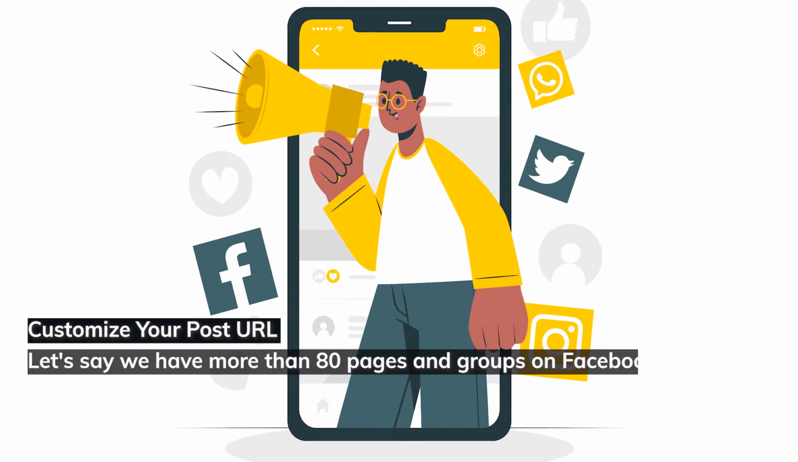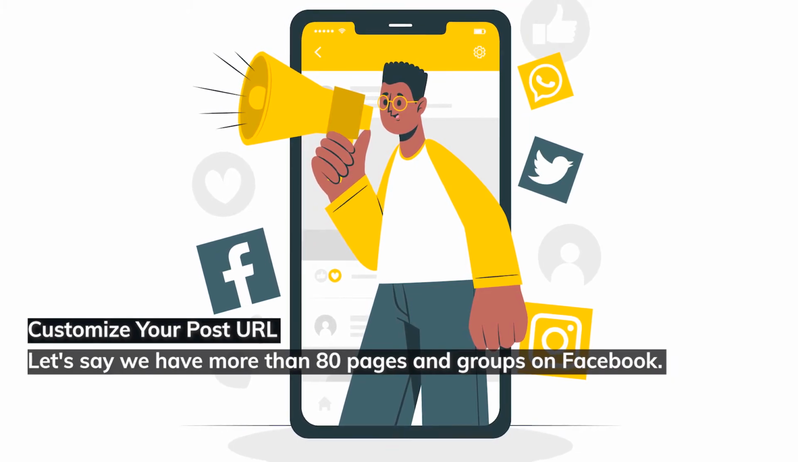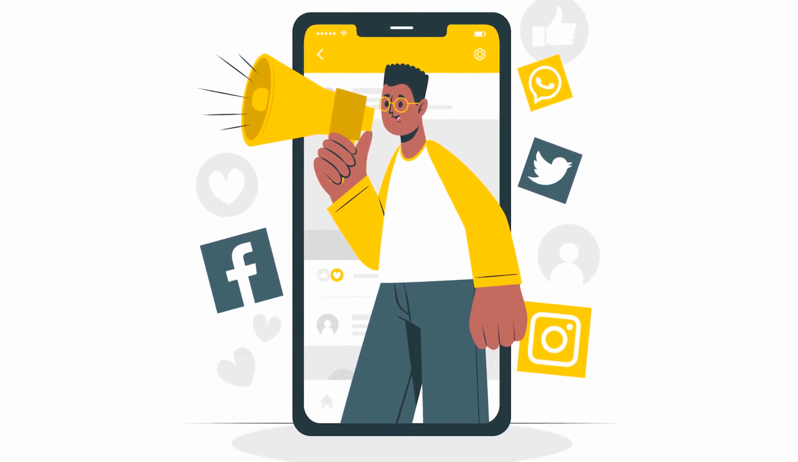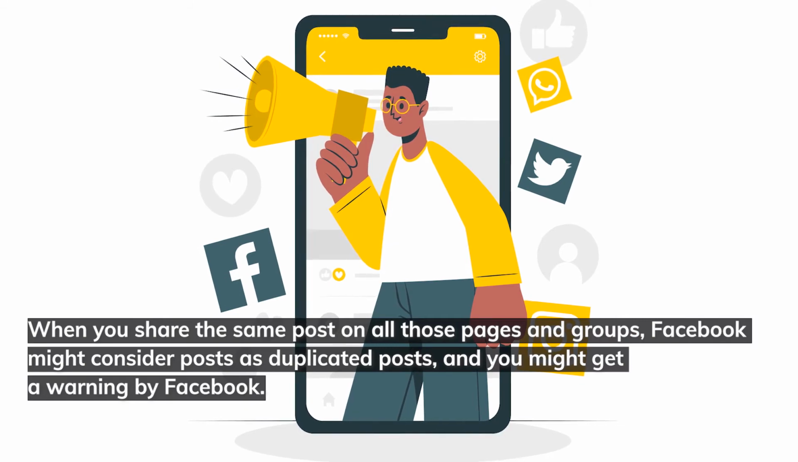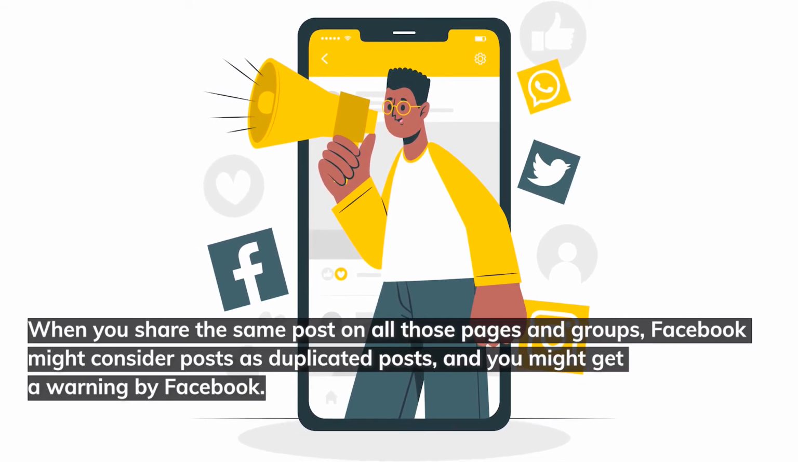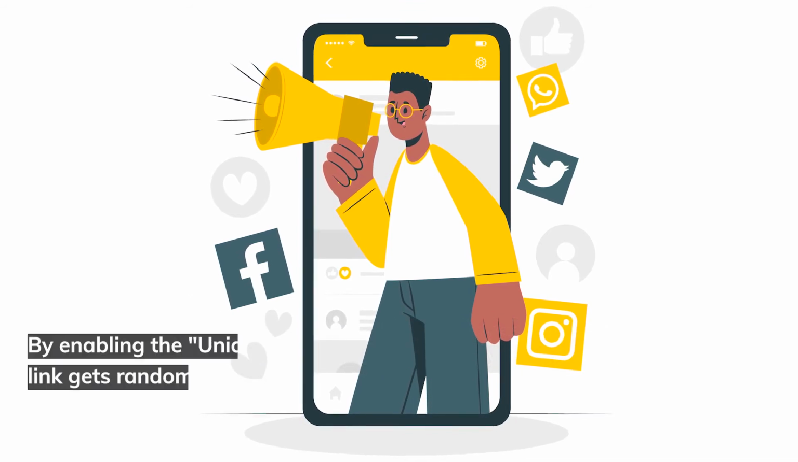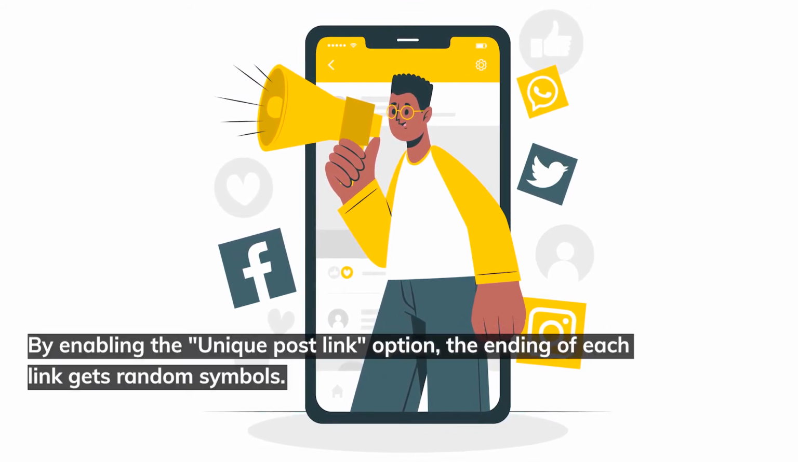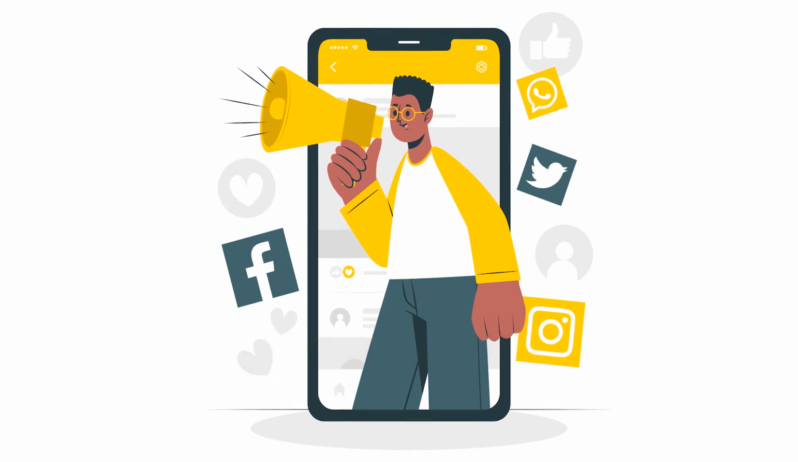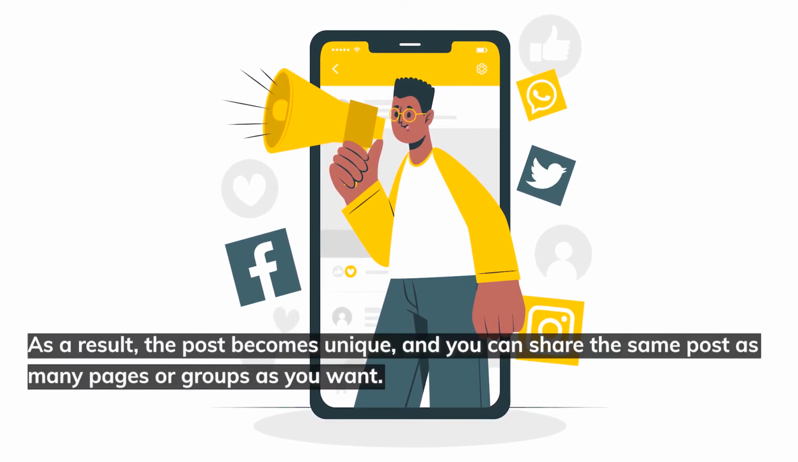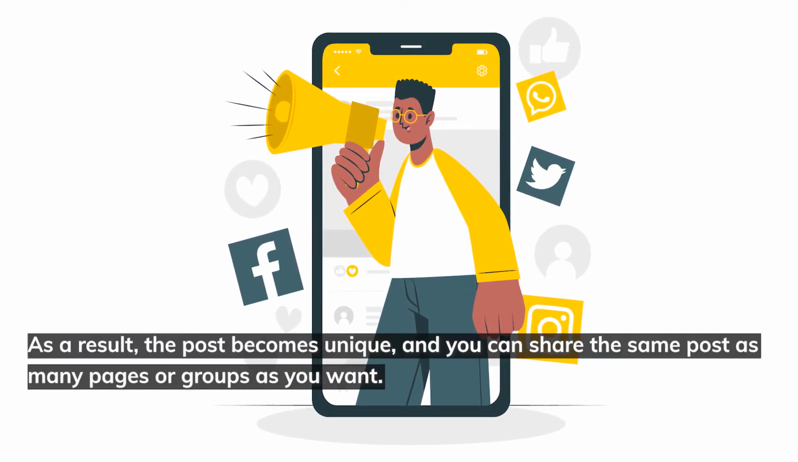Customize your post URL. Let's say we have more than 80 pages and groups on Facebook. When you share the same post on all those pages and groups, Facebook might consider posts as duplicated posts, and you might get a warning by Facebook. By enabling the unique post link option, the ending of each link gets random symbols. As a result, the post becomes unique, and you can share the same post to as many pages or groups as you want.